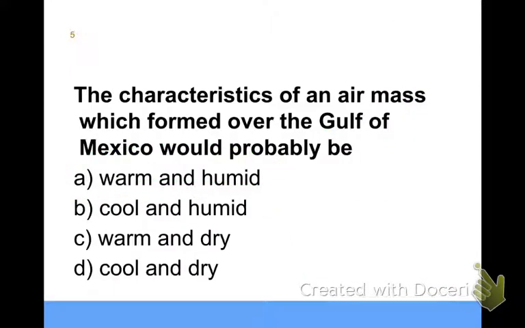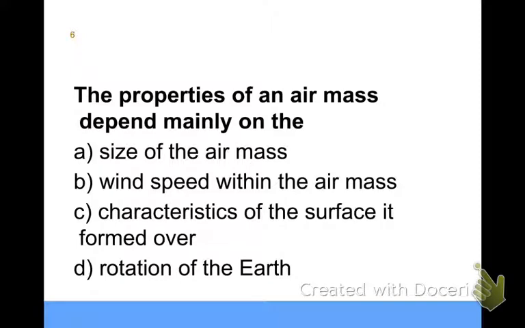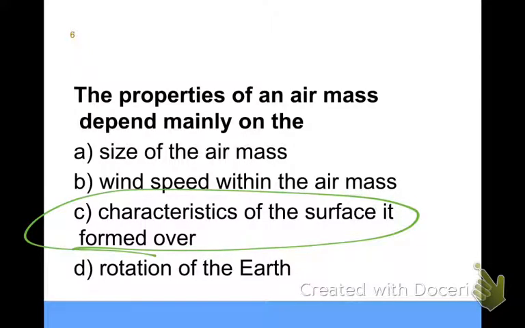And our last one, number 6, the properties of an air mass depend on the surface that it formed over. The surface it formed over, that's why when you look at a map, you always look at the number, and you do not look at the arrows, you look at the number, because that's how we name it, and hopefully I've drilled that into your head.